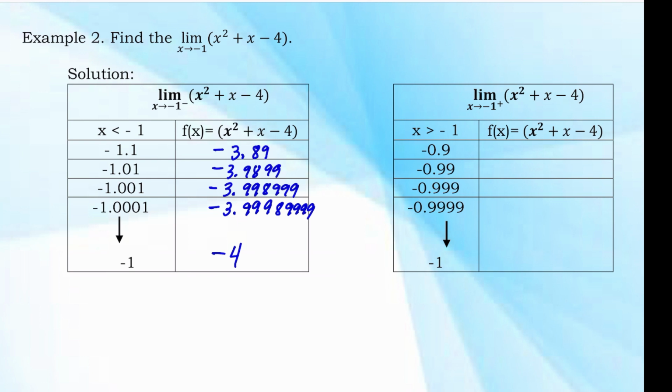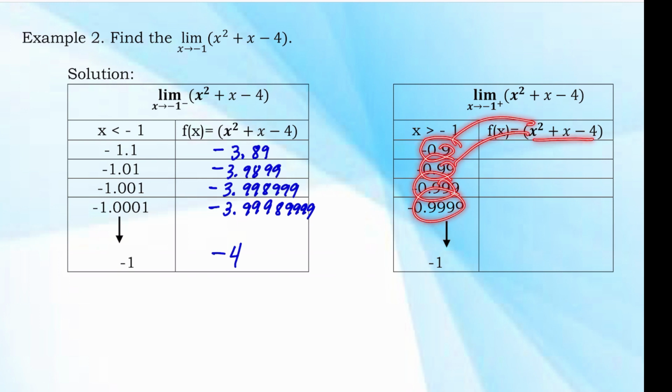How about on the right side of -1? So the limit of the function x squared plus x minus 4, where x approaches -1 from the positive side. So we're going to use the numbers after -1 but closer to -1. What are these numbers? We're going to use negative 0.9, negative 0.99, negative 0.999, negative 0.9999. So evaluate the function using these values.